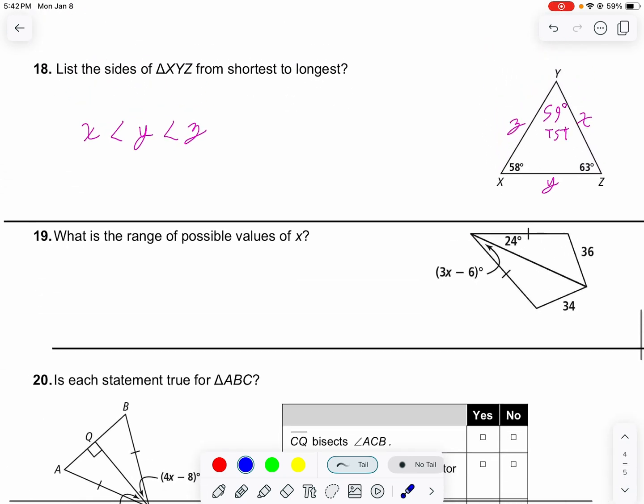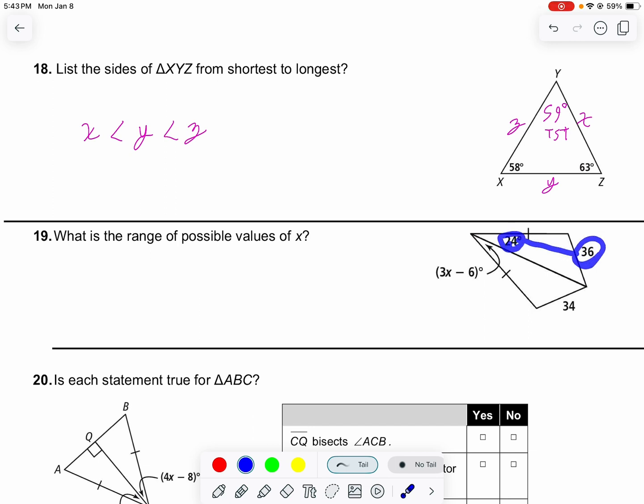What is the range of possible values for X? Now, we did this, or a similar one, as a test question. Notice that this length is the same as this one, and then they share this length. So this is like a door opening on its hinges. Which door opens more? The 36.